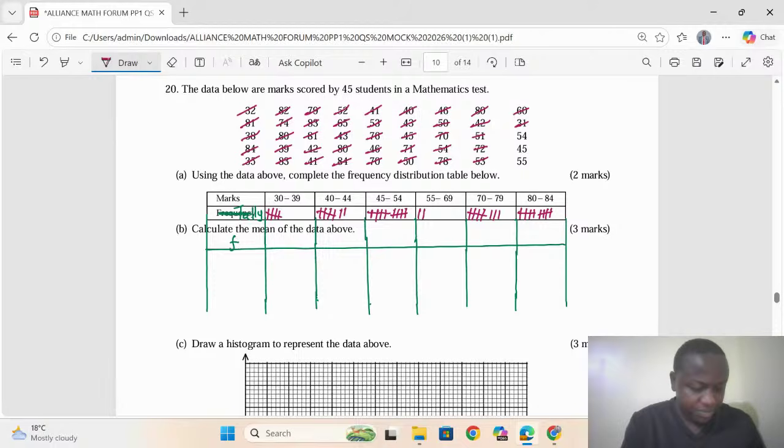Confirm clarity, sorry. Confirm clarity from that side.